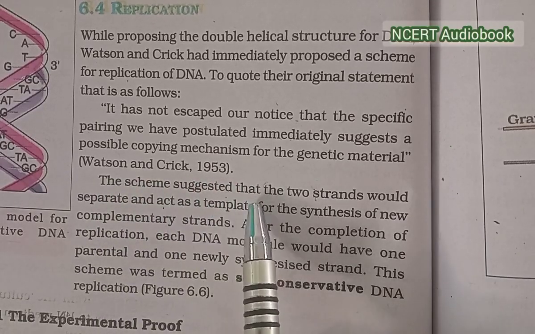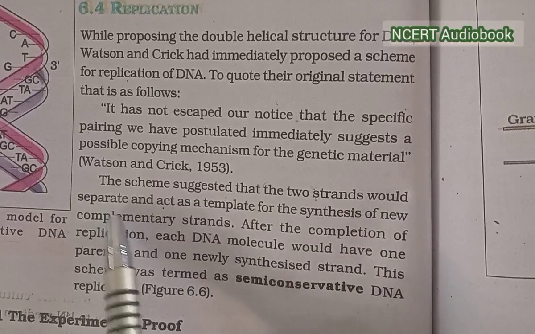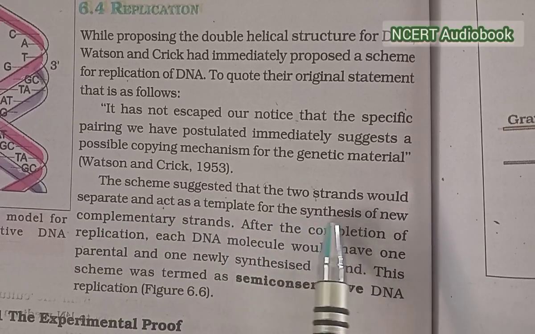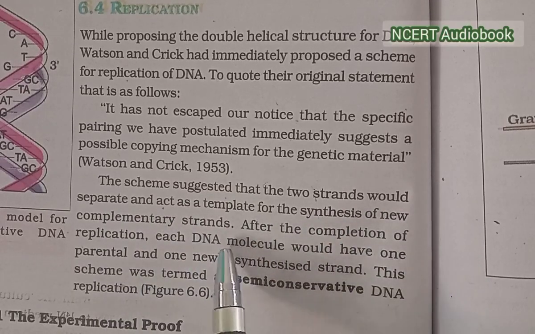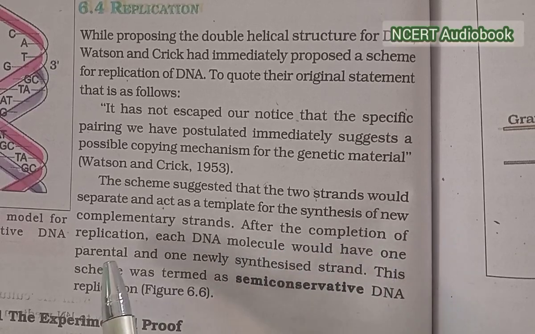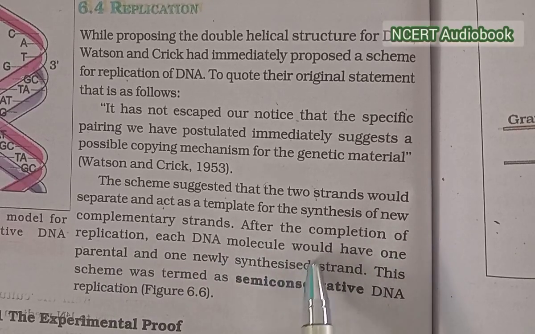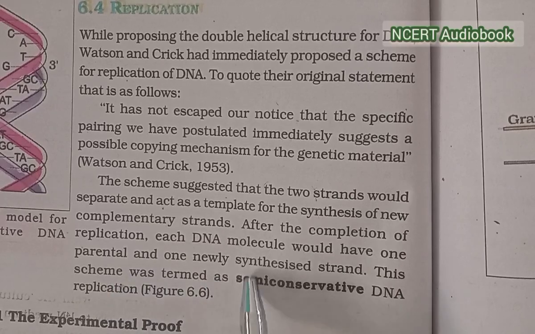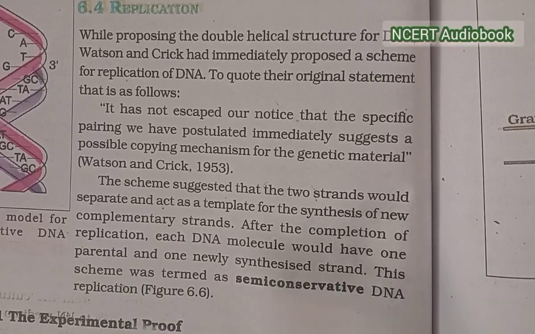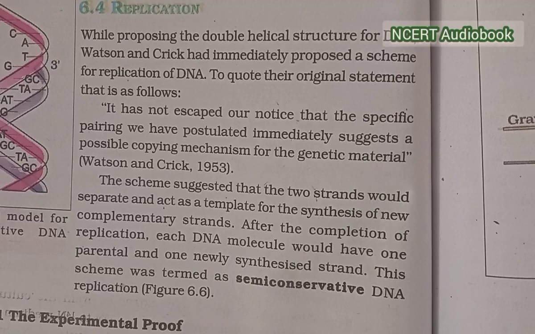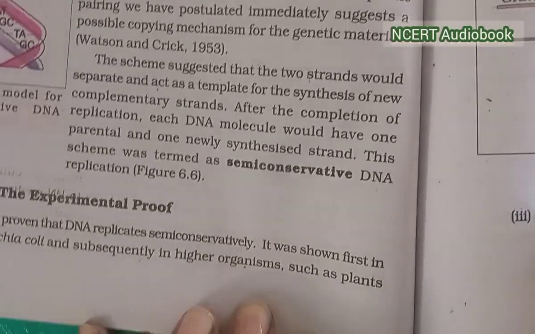The scheme suggested that the two strands would separate and act as a template for the synthesis of new complementary strands. After the completion of replication, each DNA molecule would have one parental and one newly synthesized strand. This scheme was termed semi-conservative DNA replication.